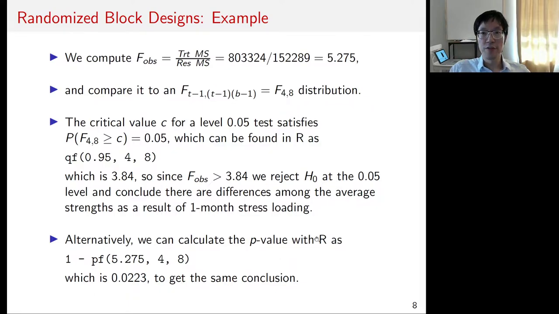Okay, so how do we use the F statistic? Well, now that we've computed it, we compare it to the corresponding F distribution for testing this hypothesis. So that's the F distribution with degrees of freedom T-1, and then the residual degrees of freedom. So that means looking up the value from an F distribution with degrees of freedom 4 and 8. And so the critical value, for example, we're doing an alpha 0.05 test. We're looking for the constant C such that 5% of the F distribution is greater than that C value. And so we can get that in R using the QF command, and we find it is 3.84.